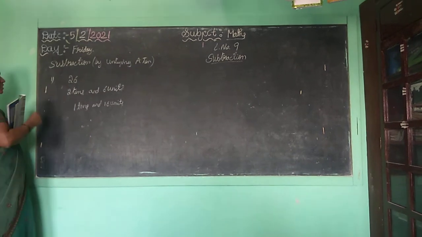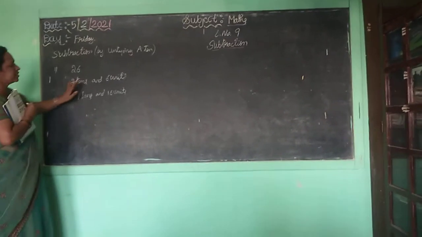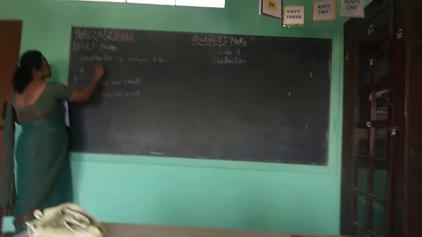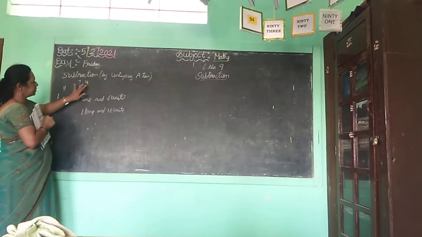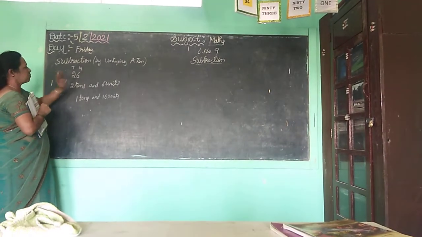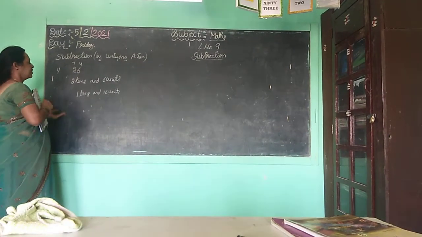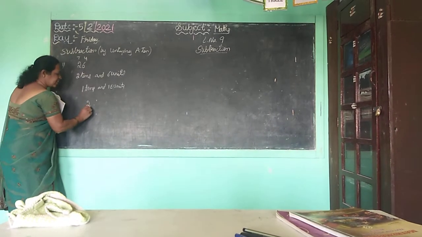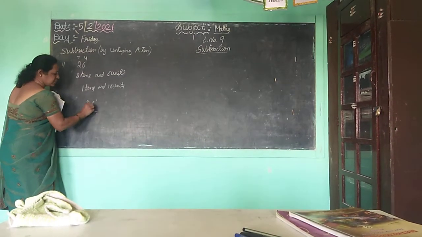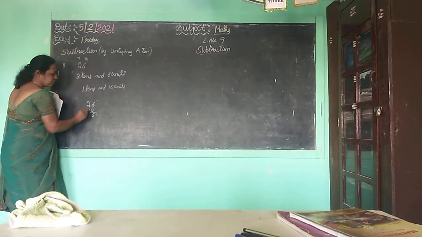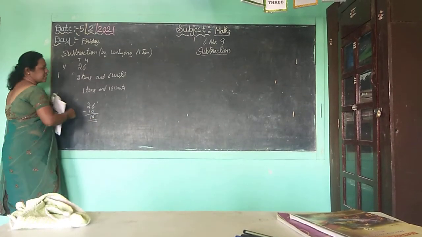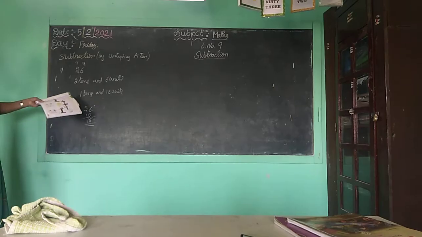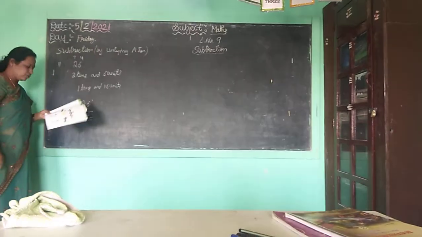See, they have given 26. In 26, how many tens and how many units are there? 2 tens and 6 units. So, subtraction by untying a 10. You put 2 tens here because they are asking 26 minus 10. 2 minus 1 is what? 1 ten and 16 units are there. That is untying a 10.